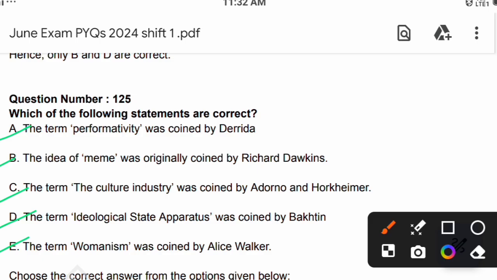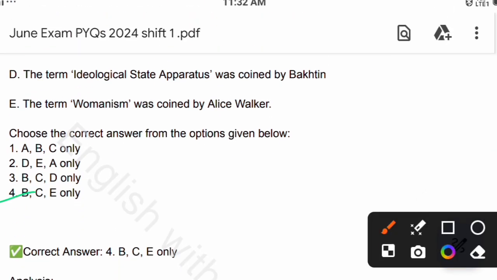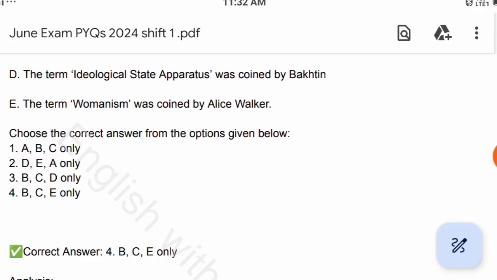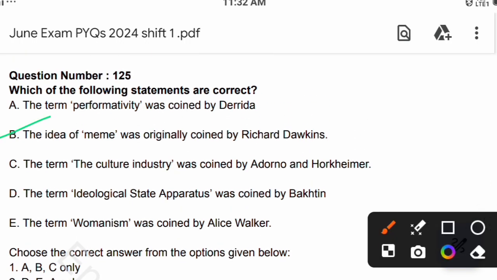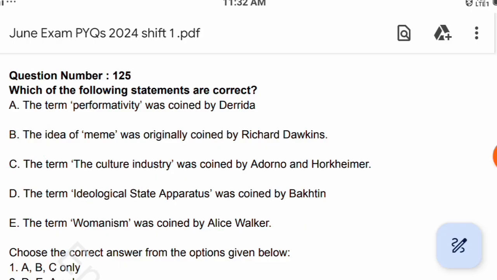So the correct answer of this question is option 4, B, C and E. That means the idea of meme was originally coined by Richard Dawkins. C, the term the culture industry was coined by Adorno and Horkheimer. And E, the term womanism was coined by Alice Walker. These are the correct statements to remember, to memorize. Next question, everybody.